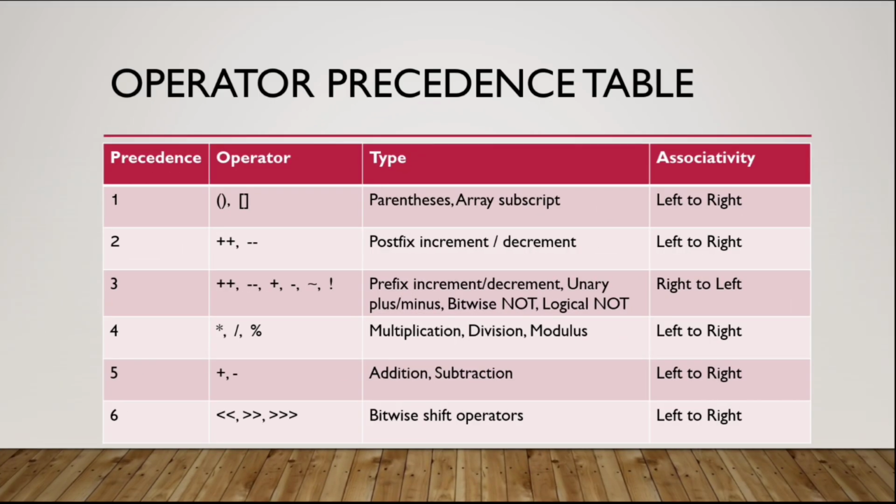Operator precedence table. Precedence, operator type, associativity. 1: parentheses, array subscript, left to right. 2: postfix increment, decrement, left to right. 3: prefix increment, decrement, right to left. Unary plus, minus, bitwise not, logical not.